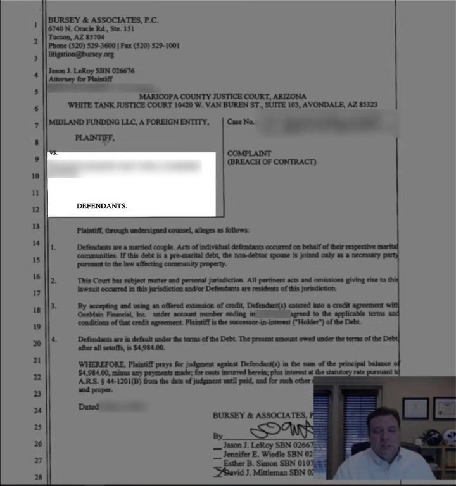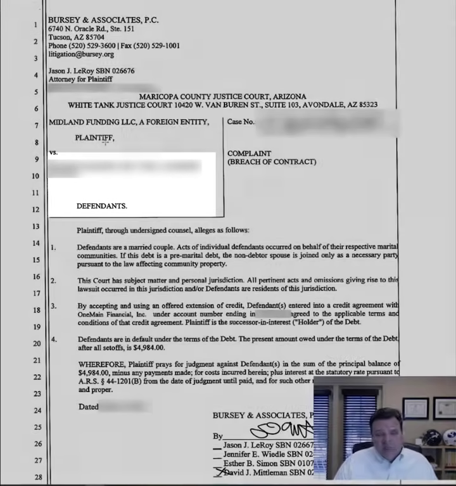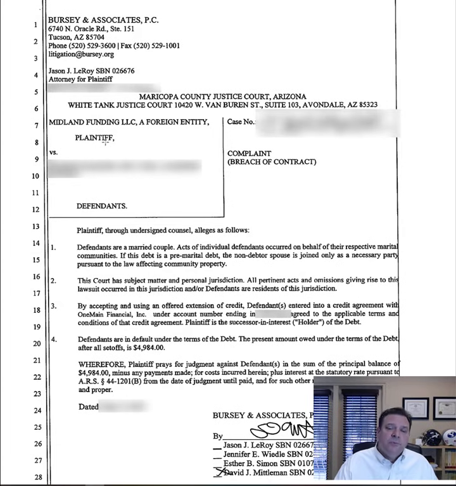Then below this, you'll see we'll have a defendant listed. I've obviously blurred out the names on this one because this is an actual complaint that was filed with the court. But this is where, if you're being sued, this is where you and maybe your spouse's name would be listed as the defendants in the action.